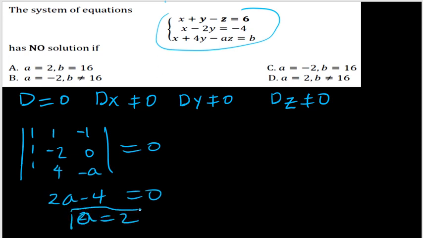So to have no solution, this system of linear equations, first of all, a must be equal to 2. So which choice contains this? Choice A and choice D. A must be 2. Okay, but it's not enough. Now let us find Dx, which is different from 0.